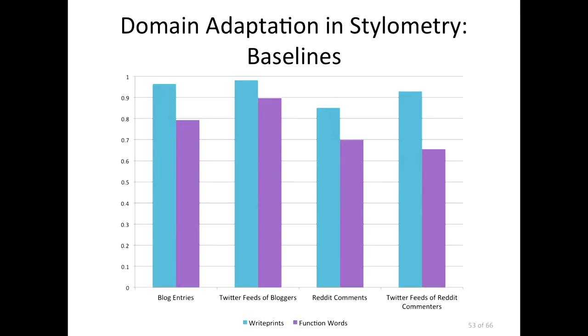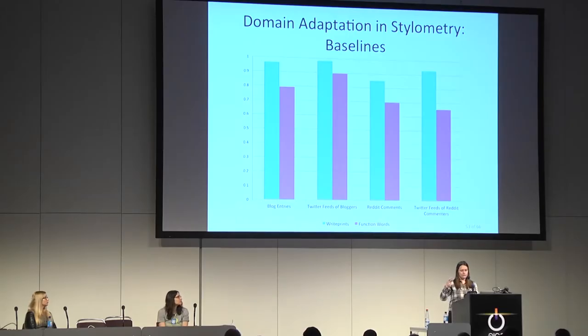These are the in-domain results for blogs, and then tweets, and then Reddit comments, and then tweets. We have two different Twitter data sets because one was collected with the blogs and the other with the Reddit comments. And you can see that we do really, really well. The purple lines are function words, and they don't do quite as well as the write prints, which are the bluish lines on the screen. But in general, we're doing pretty well with this.